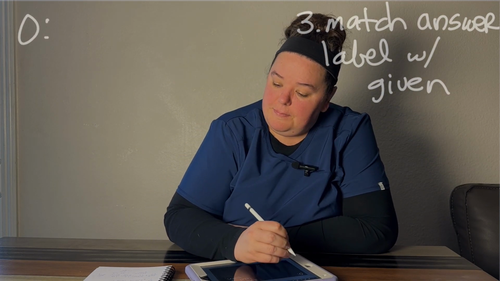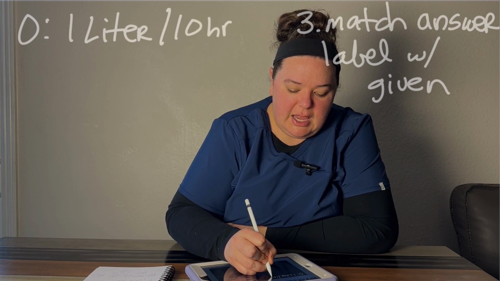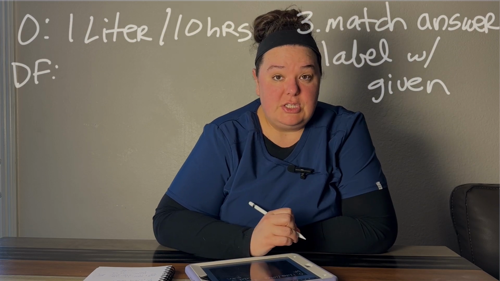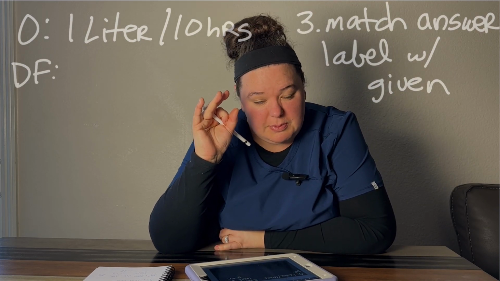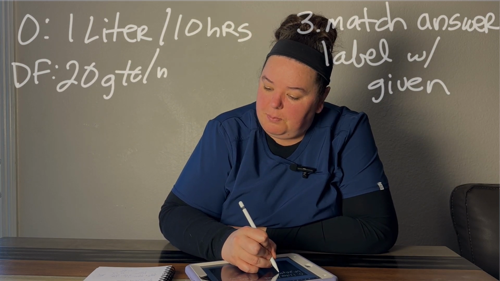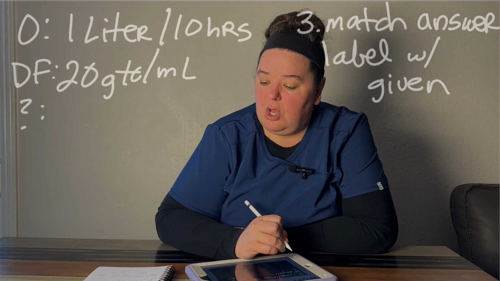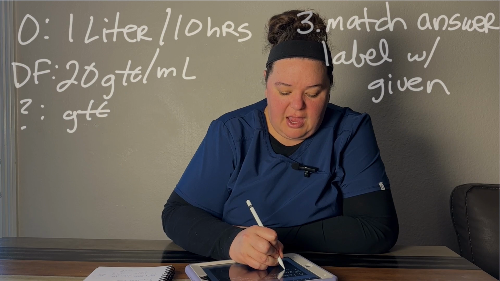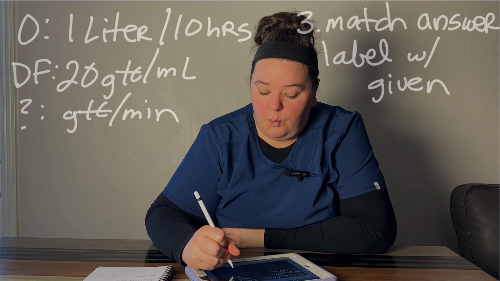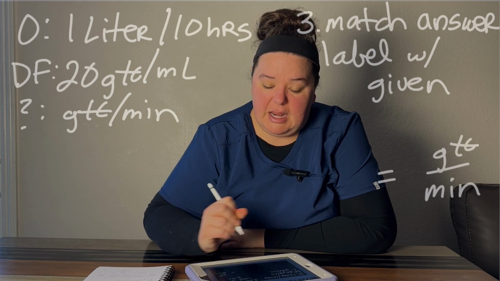So our order is 1 liter. We're going to give 1 liter of fluids over 10 hours. Our drop factor for this tubing, how big that tubing is going to be, is 20 drops per mL. And the question that's being asked is we want to know the drop rate, which is found in drops per minute. So for this answer, we want drops per minute.